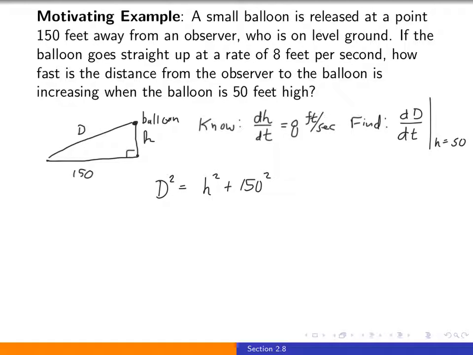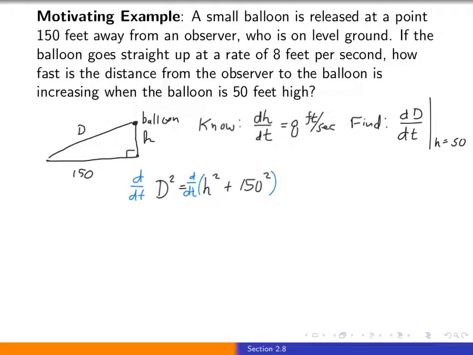plus 150 squared. And when doing these related rates problems, what we would like to do is somehow go from this equation relating the variables to getting an equation involving the various rates of change. Well, how we can get these is by implicitly differentiating both sides of the equation with respect to t. So differentiate with respect to t on the left and on the right.